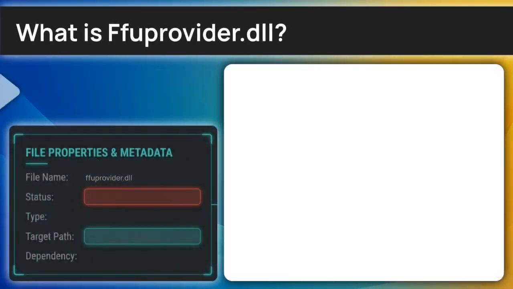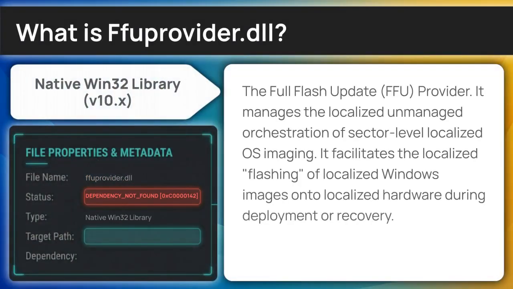This is the Ffuprovider Library, the full flash update Ffuprovider. It manages the localized unmanaged orchestration of sector-level localized OS imaging. It facilitates the localized flashing of localized Windows images onto localized hardware during deployment or recovery. Now that the background is clear, let's walk through the actual installation steps.